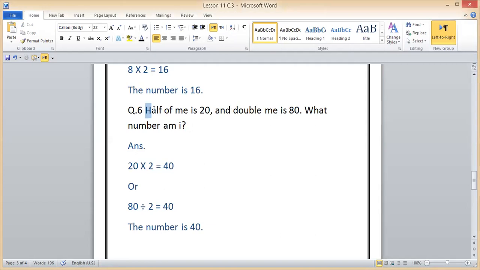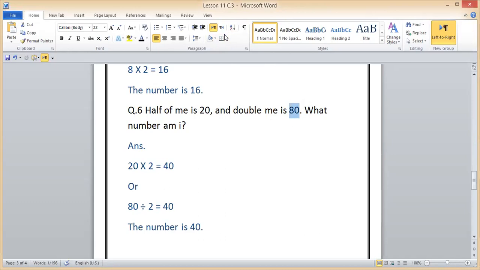Let's suppose you don't know half of me is 20, you just know the double of me is 80. So find out the half of 80. Half of 80 is 40, so the number is 40. You can even check the number is 40. So 40's half should be 20. If you divide 40 by 2, you will get the answer 20. And the double of 40 should be 80. So 40 multiplied by 2 is also 80.